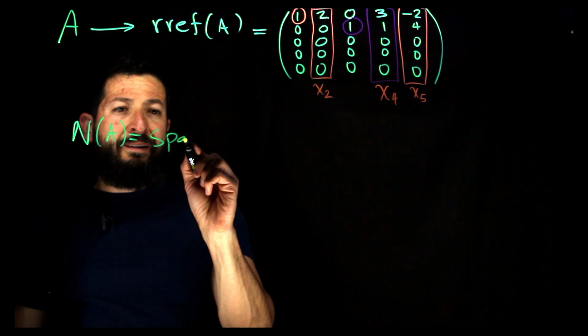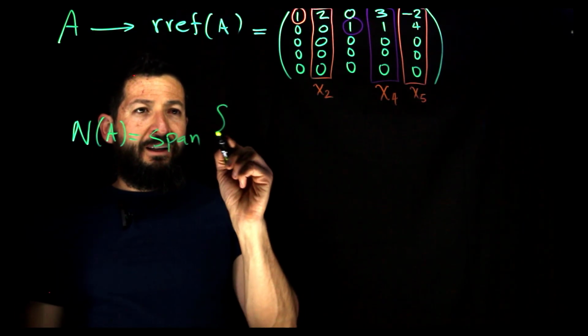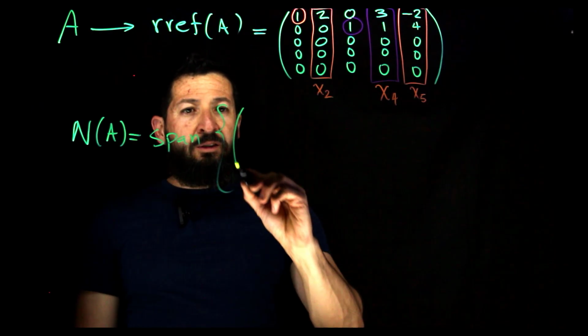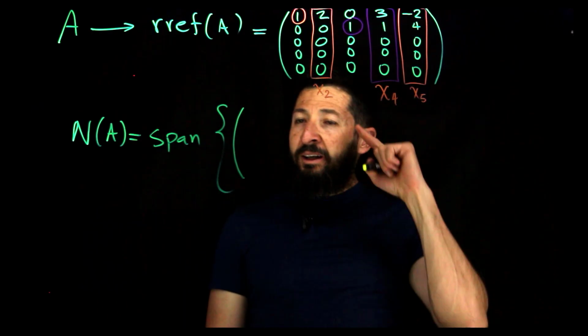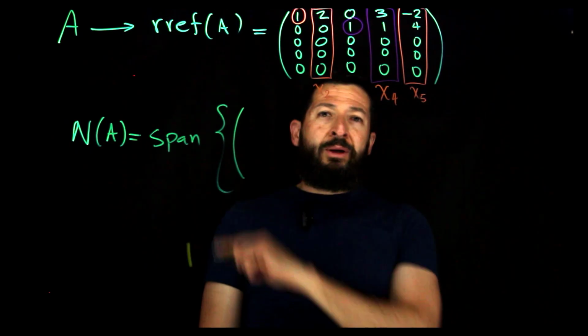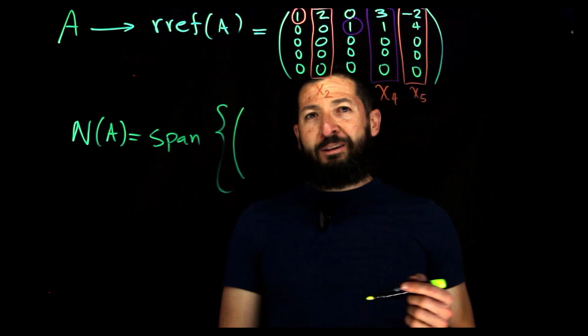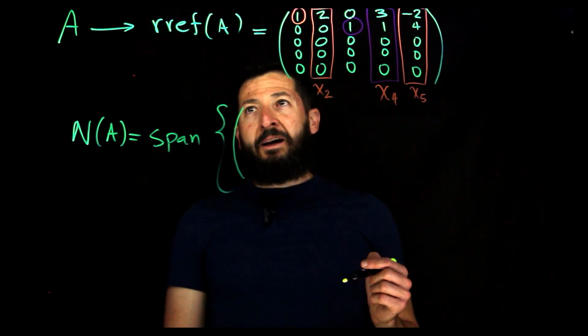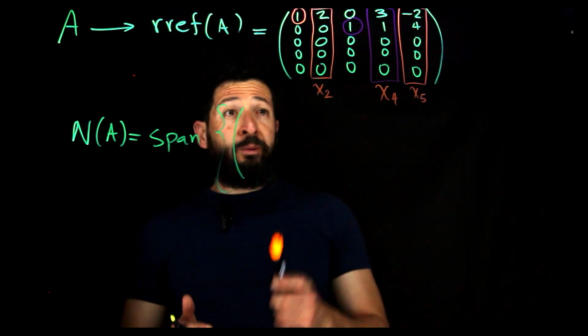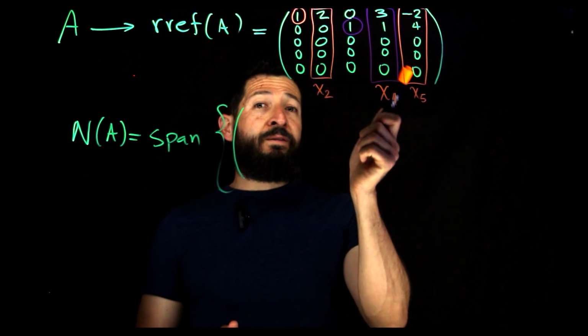Well, let's start with span, because a null space is a vector space. So I want to start with that. And so I'm going to grab my vectors. And so how am I going to write them? Well, I have 1, 2, 3 free variables, so I'm going to have 3 vectors that span the null space. Now, how big are the vectors going to be? Well, I have 1, 2, 3, 4, 5 columns.